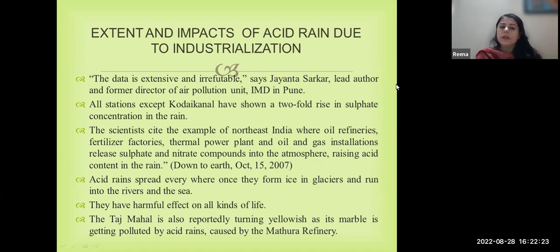So acid rain spreads everywhere once it forms ice in glaciers and runs into rivers and sea, and it has harmful effects on all kinds of life. All kinds of life have a specific pH range for their survival and sustenance. Again, you must have heard about the Taj Mahal turning yellowish as its marble is getting polluted by acid rain. And a major cleaning operation was carried out for the Taj Mahal in Mathura.